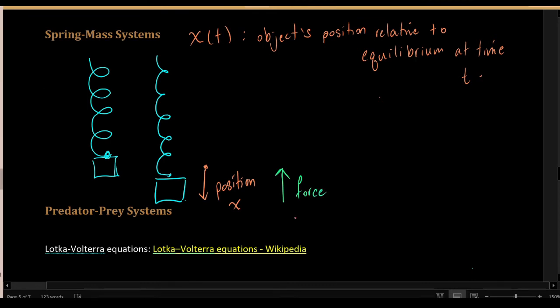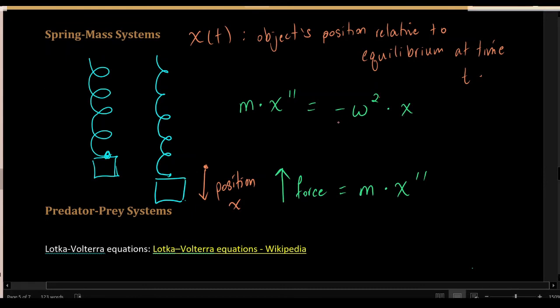Now, we know from Newton's laws that the force acting on an object is equal to the object's mass times the associated acceleration of the object. And we know that acceleration is equal to the second derivative of the object's position. So in this spring mass system, the force acting on the object, which is equal to the mass times the associated acceleration of the object, is proportional to the position to which I displaced the object.